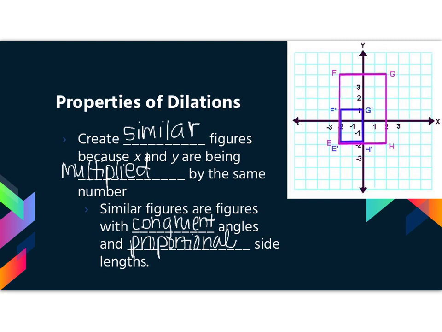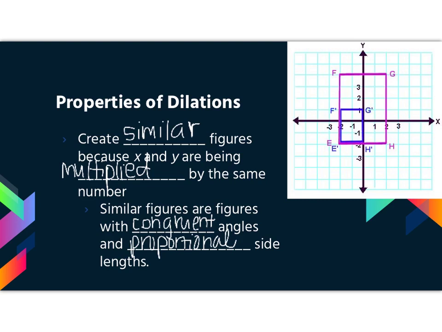So if you look at the top right, we have an example. The purple figure is the preimage, and the blue figure is the image. I can tell this because the blue figure is the one that has the little prime markings, and the purple figure is the one without prime markings. So that's how we can differentiate between preimage and image. If you look at this, you can tell that they have the same shape. They're both rectangles, and it's easy to see that they're different sizes. So that's a way to see that these are similar figures.